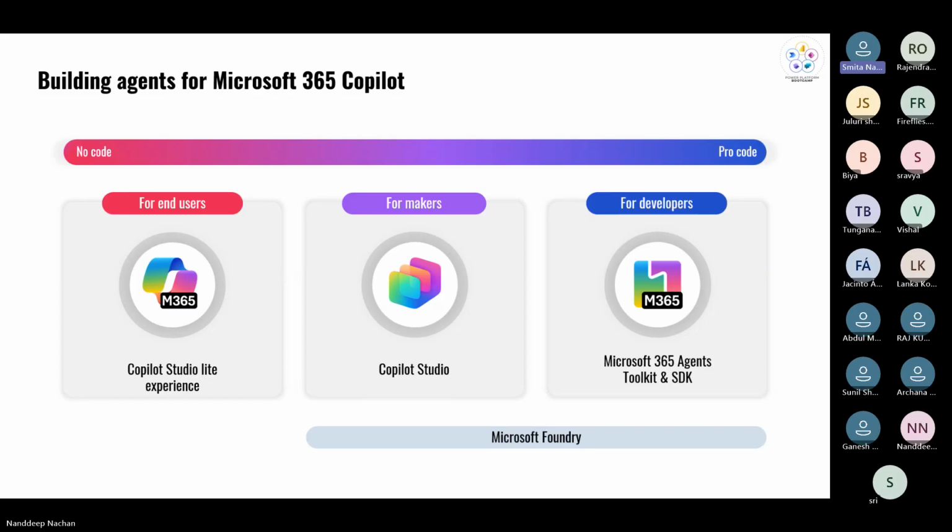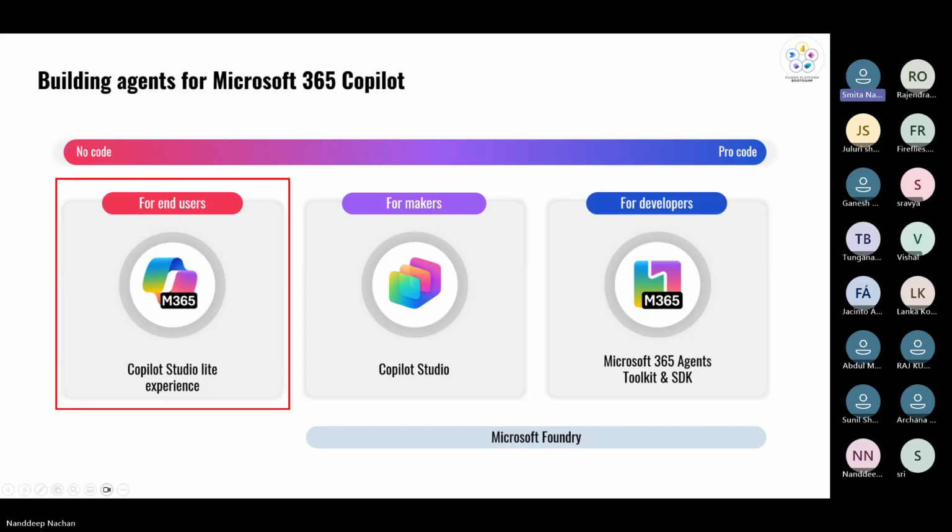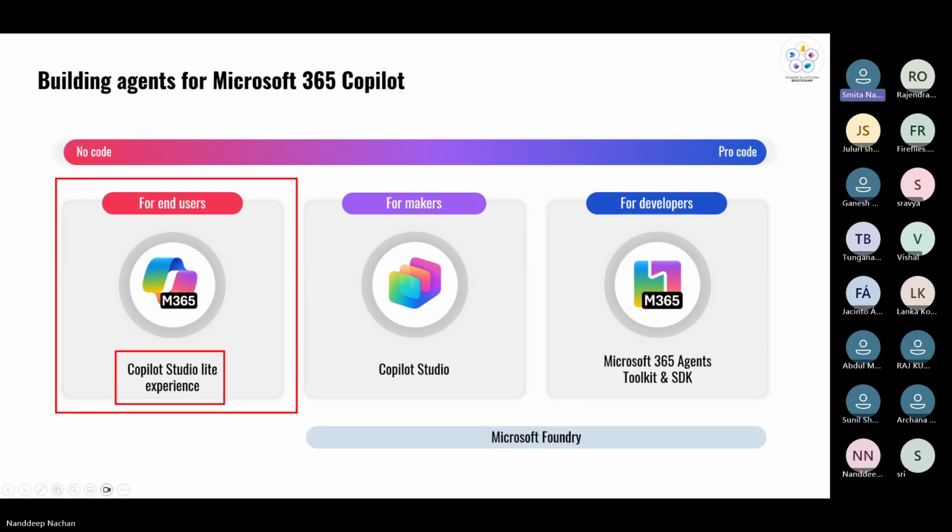So this explains the different ways you can build an agent for Microsoft 365 Copilot based on who you are and how much control you need. Let's talk about this one. On the left, there is a no code experience for end users. Copilot Studio Lite allows users to create simple agents or extend Copilot behavior with minimal setup, focusing on productivity rather than technical details.